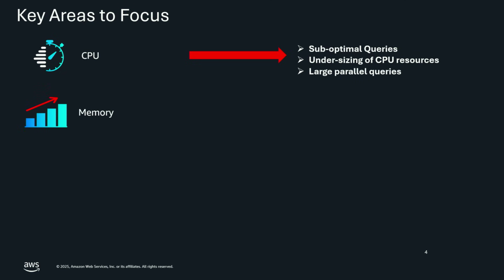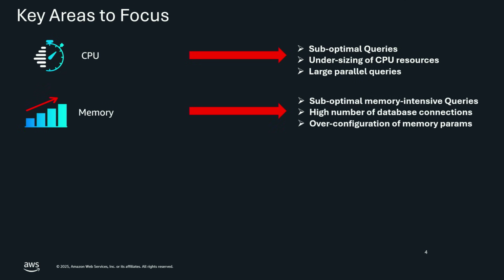Next thing to look at is memory. Again, suboptimal queries, memory-intensive queries, and then PostgreSQL uses process-based architecture. So each connection is a process which consumes some memory. So if you have high number of connections, you'll see high memory utilization. And PostgreSQL has some memory-related parameters based on which you control the memory. But if those parameters are over-configured, that's where you see high memory utilization.